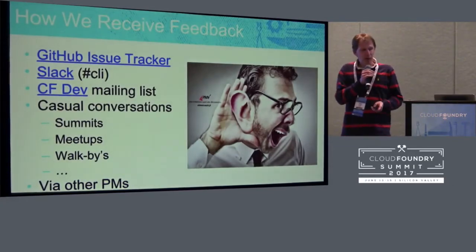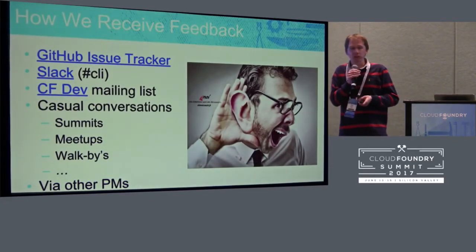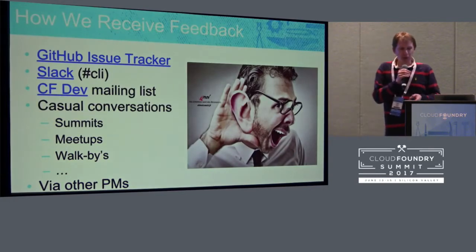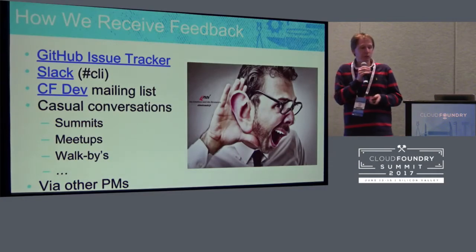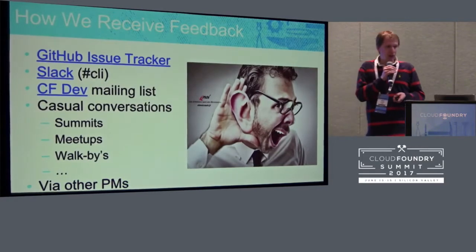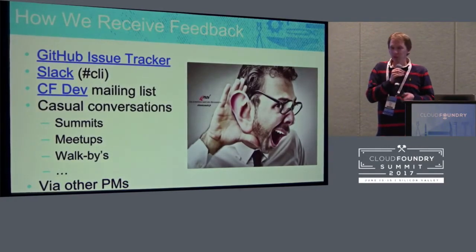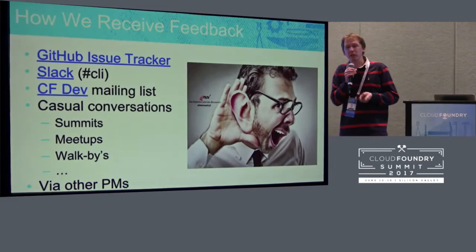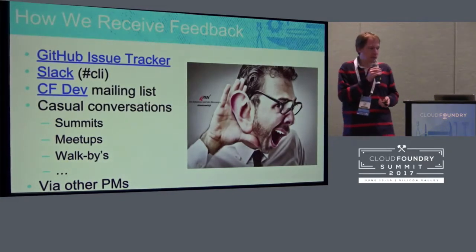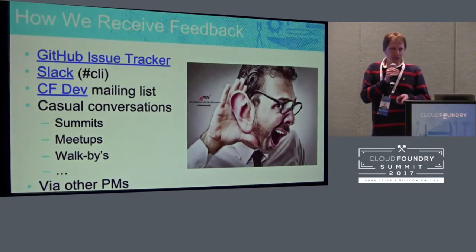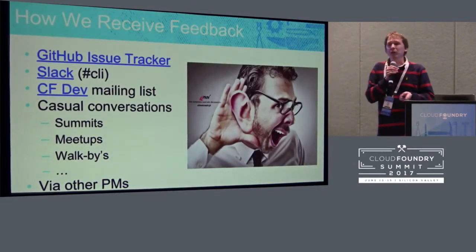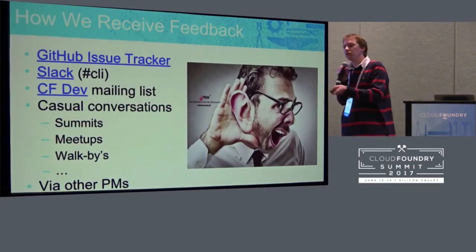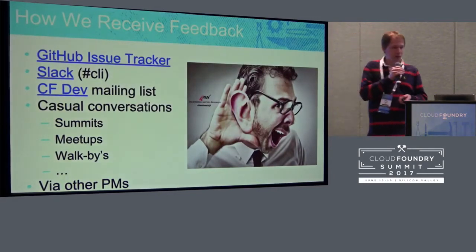Then I'll talk about how we receive feedback or feature requests. So the most common one that a lot of people use is our issue tracker. It's not only for questions, but also for issues or improvement requests. Some people contact us on the Slack channel, and of course, the CF Dev mailing list. But there's also a lot of casual conversations, especially during this summit. I've heard a few suggestions. There are local meetups, in my case, Sydney, and just people walking by the team. Or through other PMs. Other PMs hear things from particular users and they contact me.